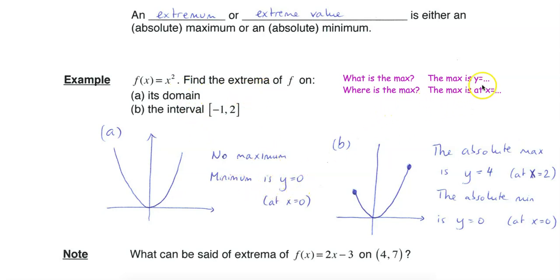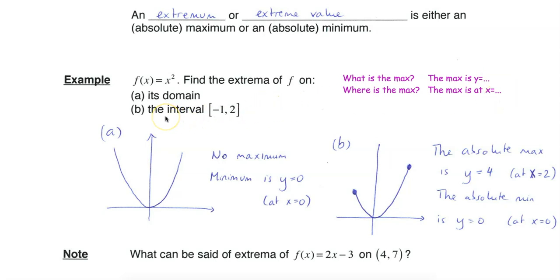So I want to draw your attention to this little double line here. When the question is what is the max, your answer should be the max is y equals something. If the question on the other hand asks where is the max, then your answer should be the max is at x equals something. This is quite an important detail. You don't want to be answering the wrong question and giving an x answer if we're actually expecting a y answer, or vice versa.